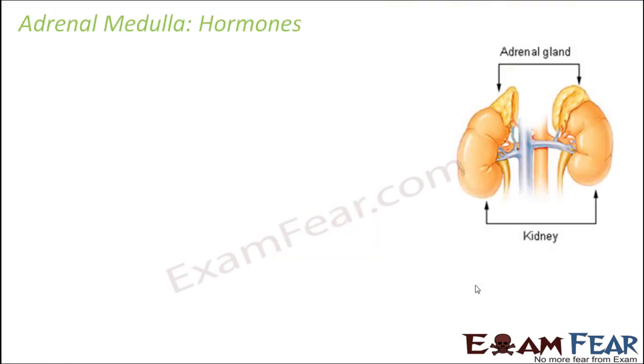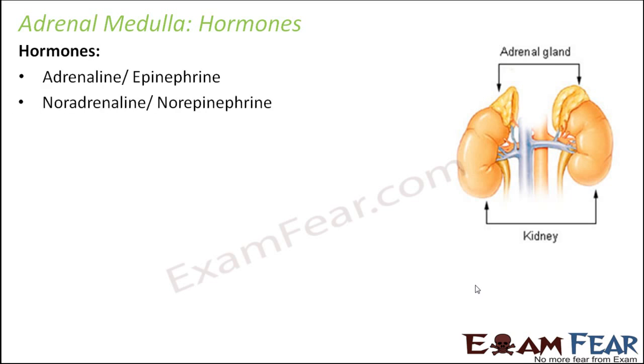So let us look at the hormones which are secreted by the adrenal gland. We'll talk about the two sections or two parts of the gland separately. Let us first talk about the hormones which are secreted by adrenal medulla. The hormones which the adrenal medulla secretes are adrenaline and noradrenaline. They are named after the adrenal gland. Adrenaline is also known as epinephrine, and the other one is noradrenaline, which is also known as norepinephrine. So these are the two hormones which are secreted by adrenal medulla.